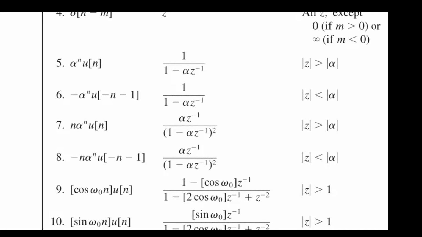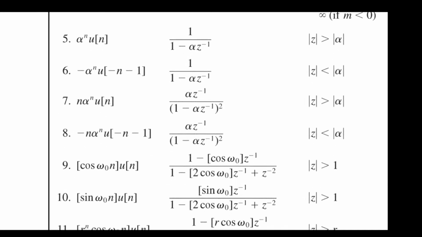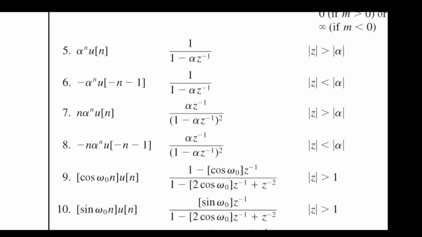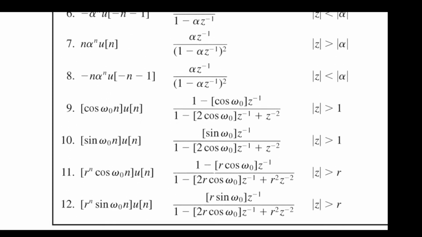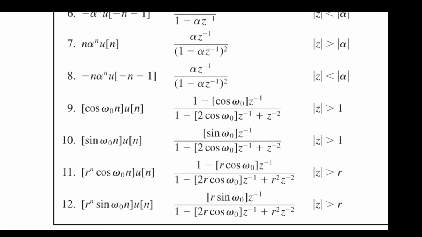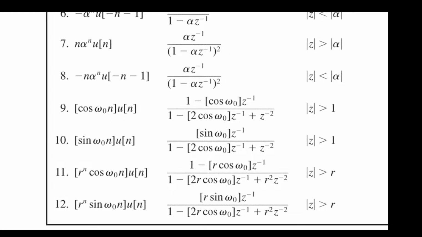And also for the other way around: for the ROC being in the other direction, smaller than alpha, we have the same algebraic expression here, and you also take this thing and put a minus sign. Okay. And then we have some sine and cosine, R to the n times sine and cosine here, and this can be done by breaking sine and cosine into complex exponentials.